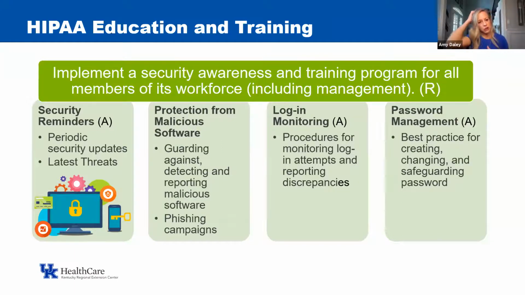This came straight from the security rule. You must, as a covered entity and as a business associate, implement a security awareness training program for your entire workforce. As part of that rule, it breaks down specification standards and helps you understand what a security training program would look like. So you must include security reminders. They need to be periodic. So they would include things like the latest threats, like phishing attacks. You have to include training about malicious software, so how to guard against that. Phishing campaigns is an example.